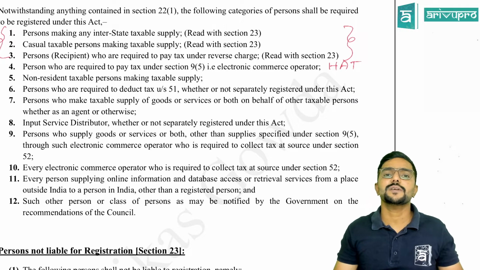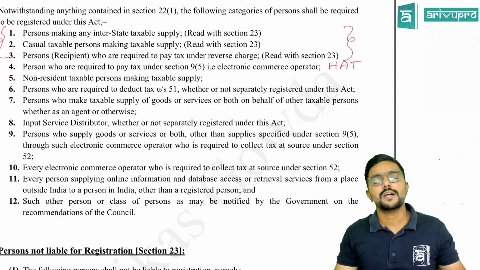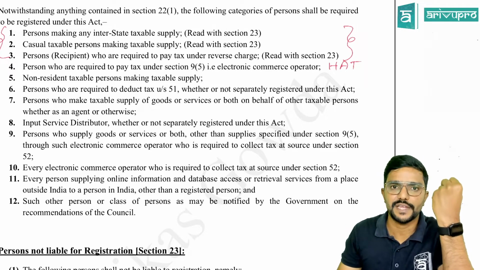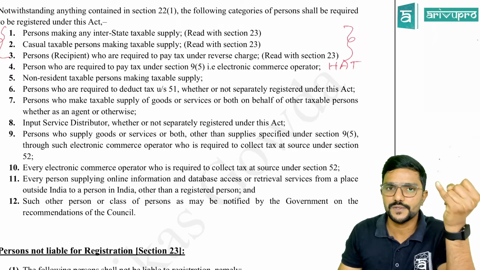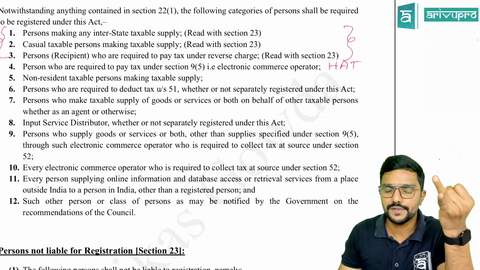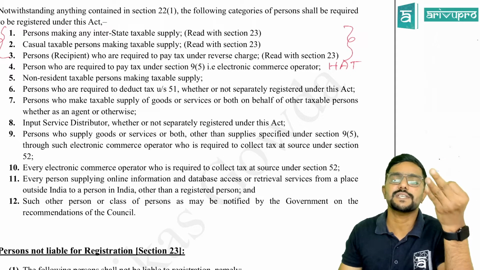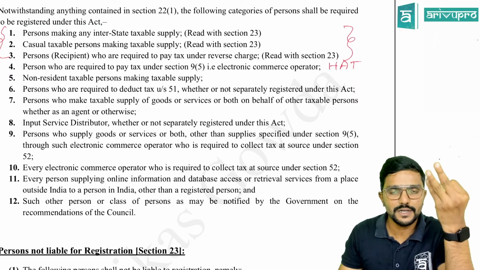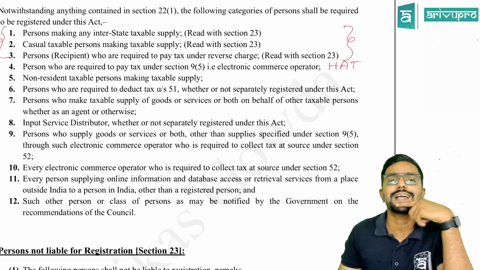So as per section 9(5), electronic commerce, if there is any supply of services through electronic commerce operator, then electronic commerce operator will pay tax. And government has notified 3 services there. Which are those? Housekeeping services, accommodation services, and transportation of passenger services. Clear? So on these 3 cases, who will pay tax?